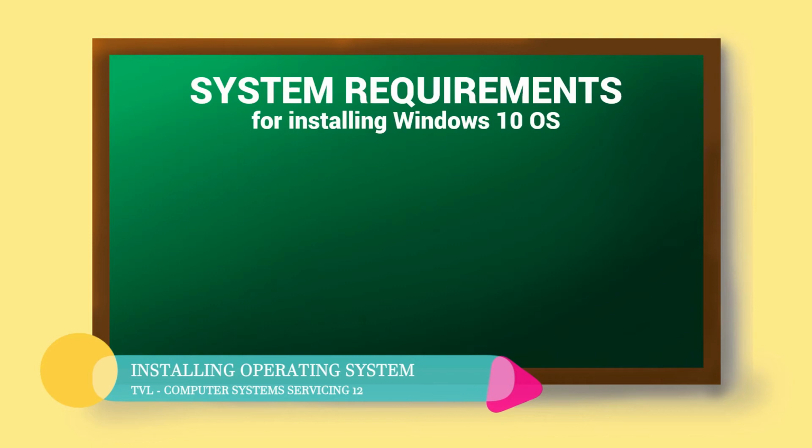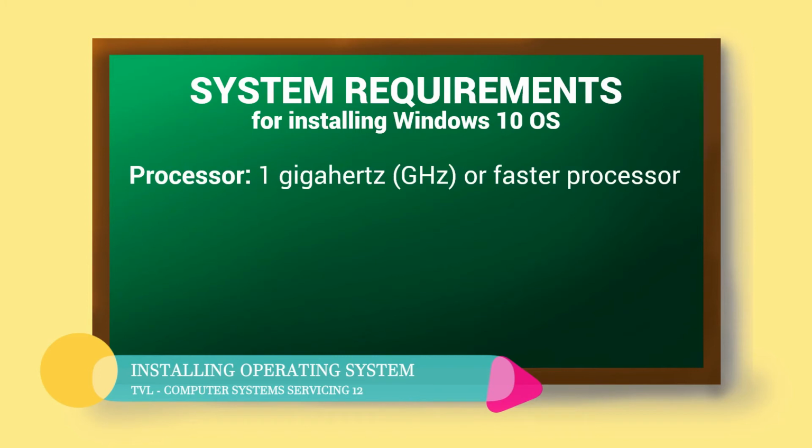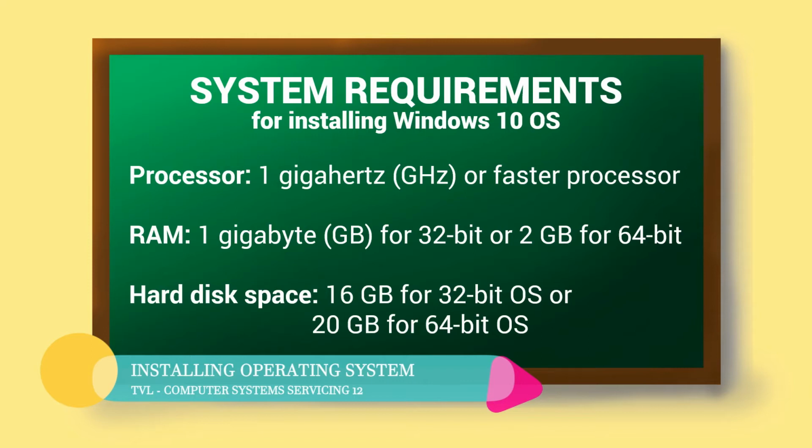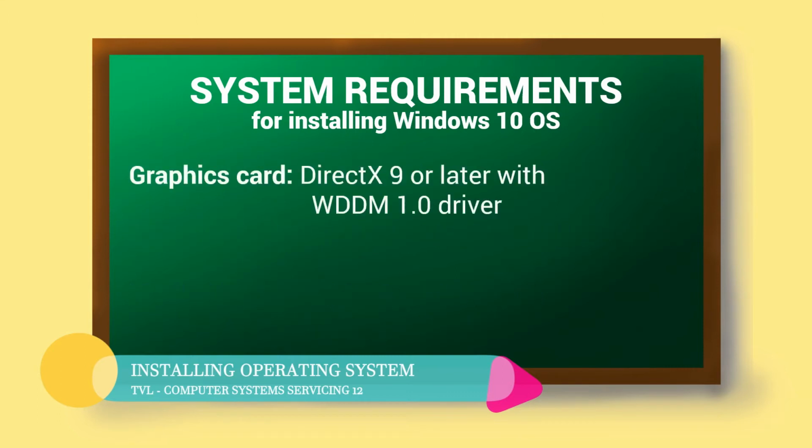Here are the system requirements that we need to consider before proceeding. For the processor, we need at least 1 GHz or faster processor. For the random access memory, we need at least 1 GB for 32-bit or 2 GB for 64-bit. For the hard disk space, we need at least 16 GB for 32-bit OS or 20 GB for 64-bit OS. For the graphics card, we need DirectX 9 or later with WDDM 1.0 driver.